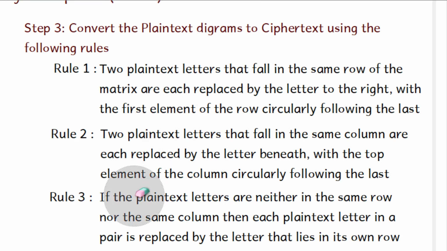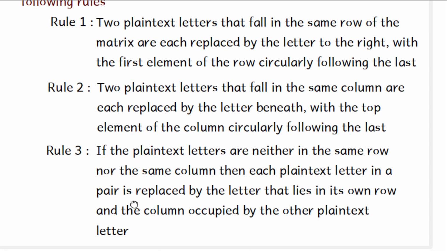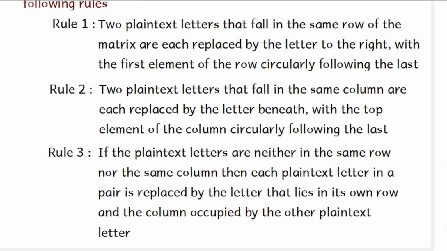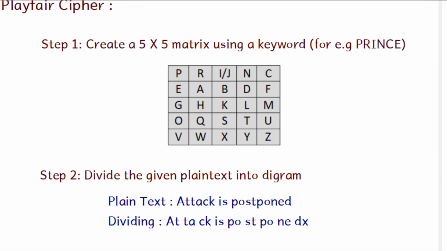Now the third rule: if the two alphabets are neither in the same row nor in the same column, then what happens? Suppose in this example we want to write for AT, okay, A and T. We want to write the ciphertext for AT. In this case, first we have to encrypt A. So we see the alphabet which is lying in the same row as A and the same column as T. So we write this D.